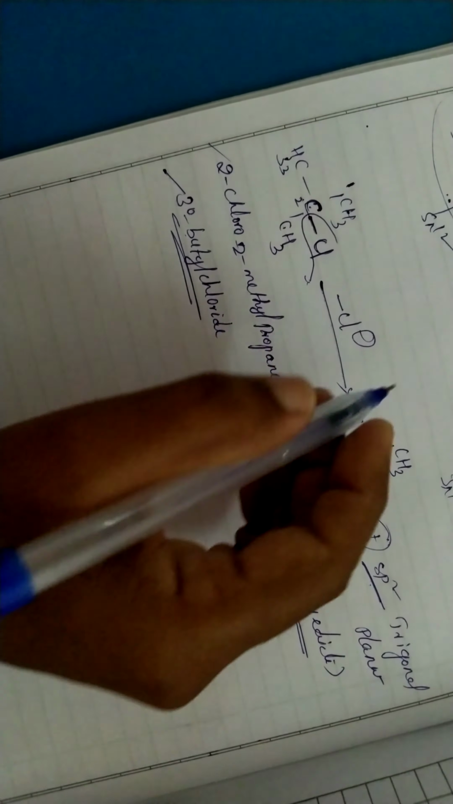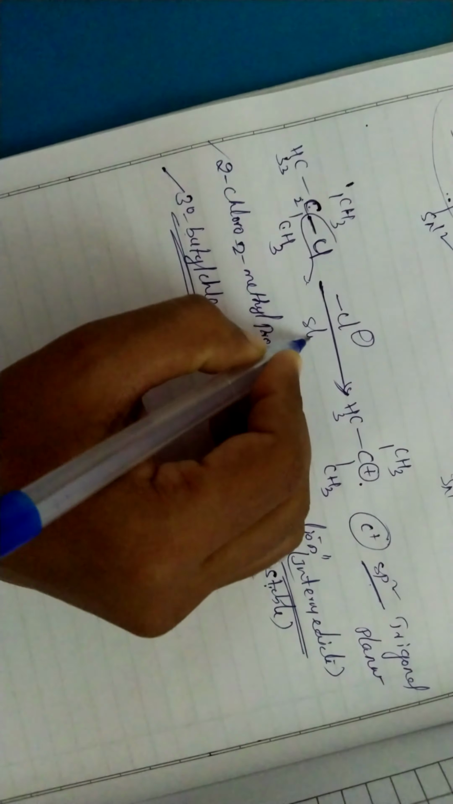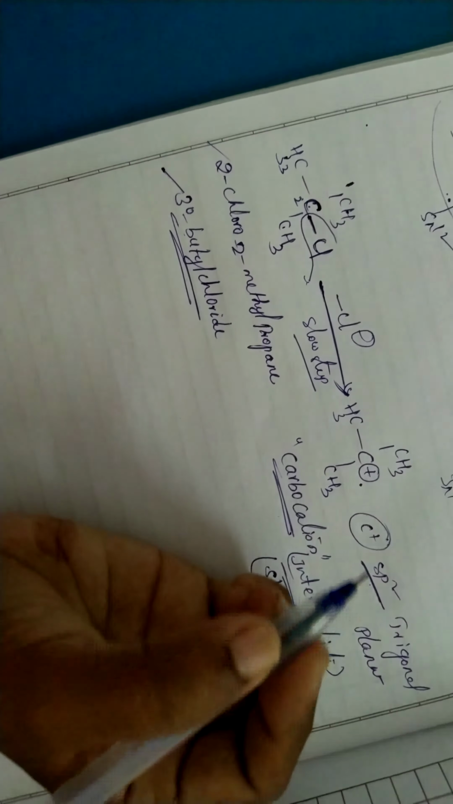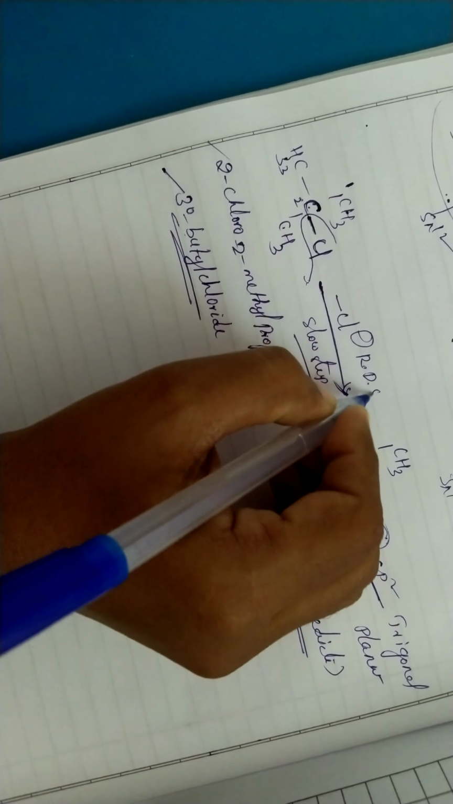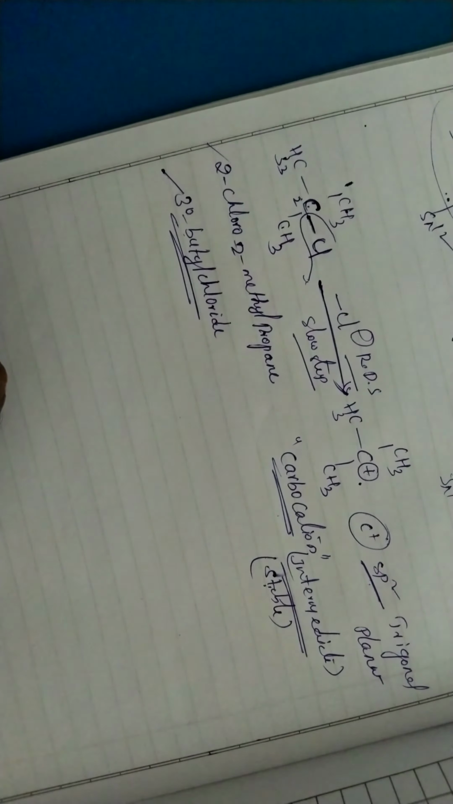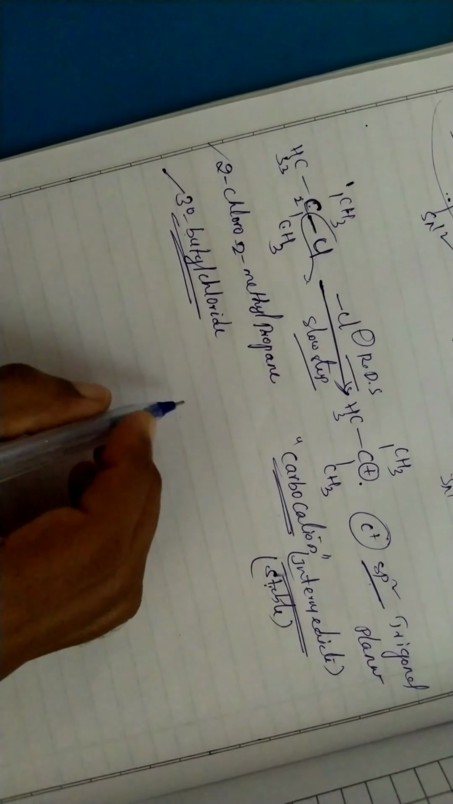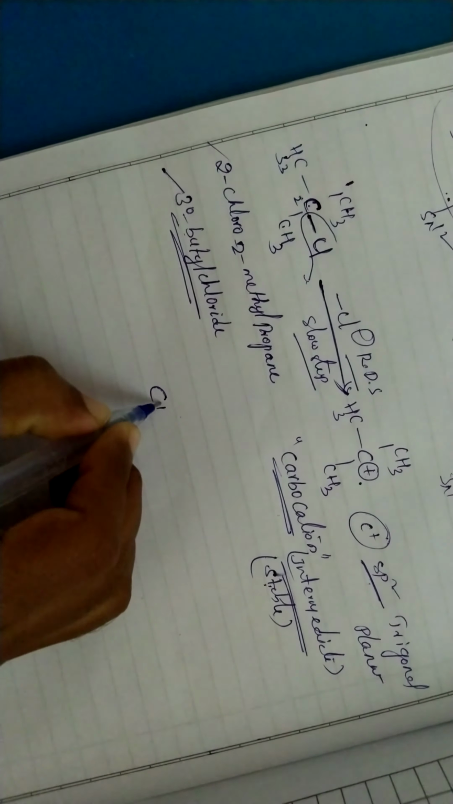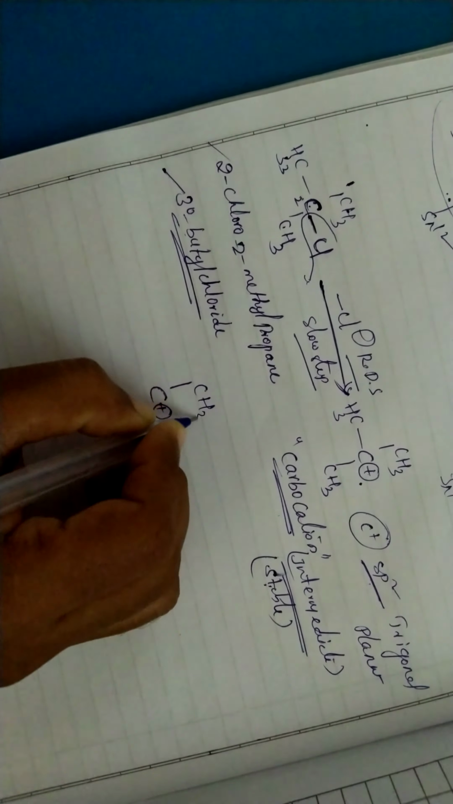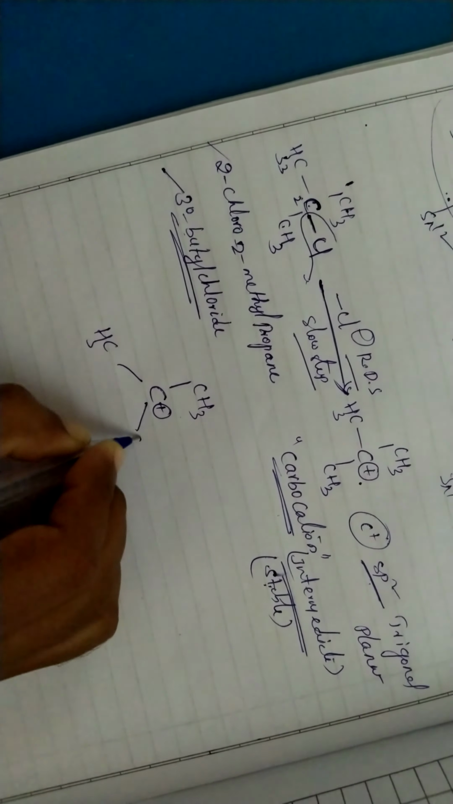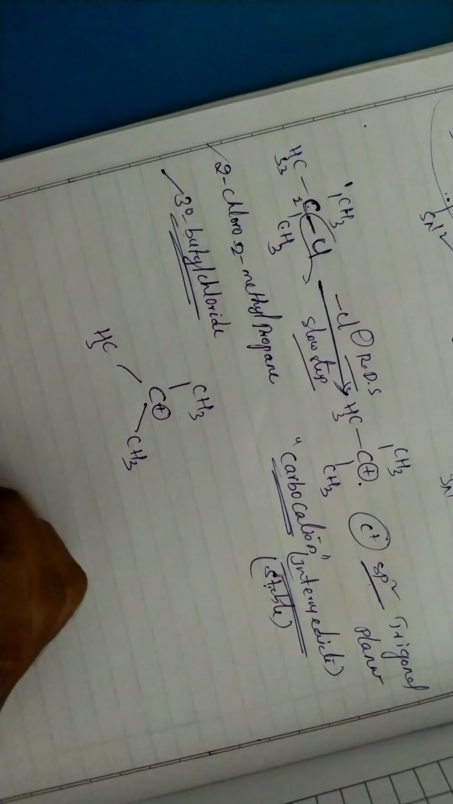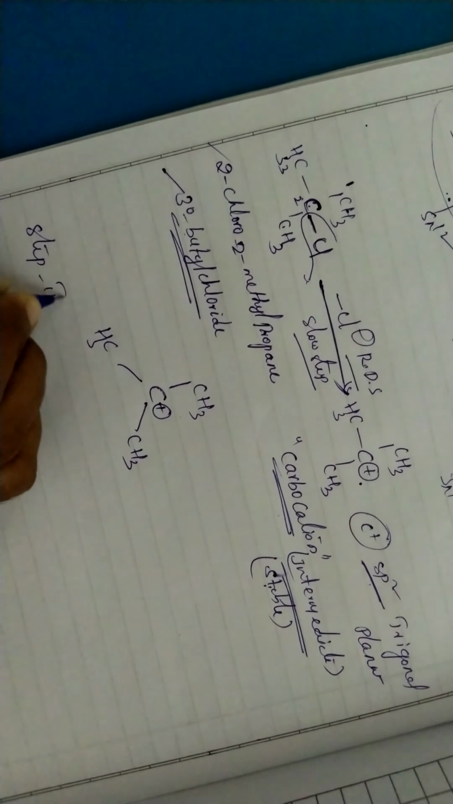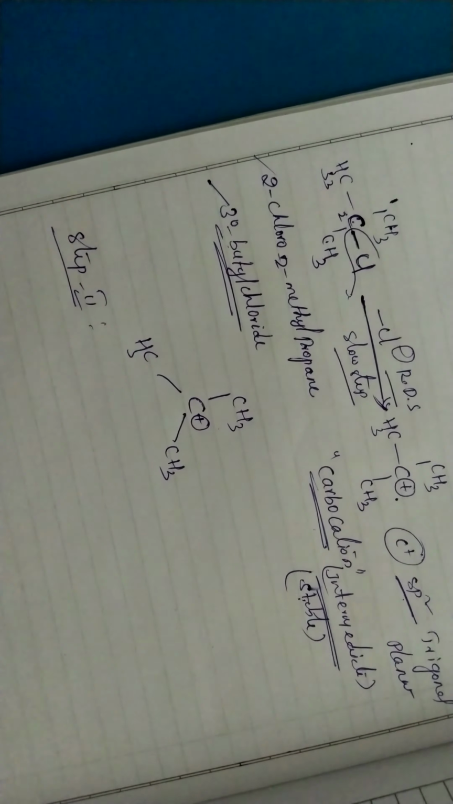This first step is the slow step. It is called RDS, that means rate determining step. Now this is the trigonal planar carbocation, that is our intermediate. In the second step, what happened? The chlorine was eliminated as the nucleophile, the old nucleophile.